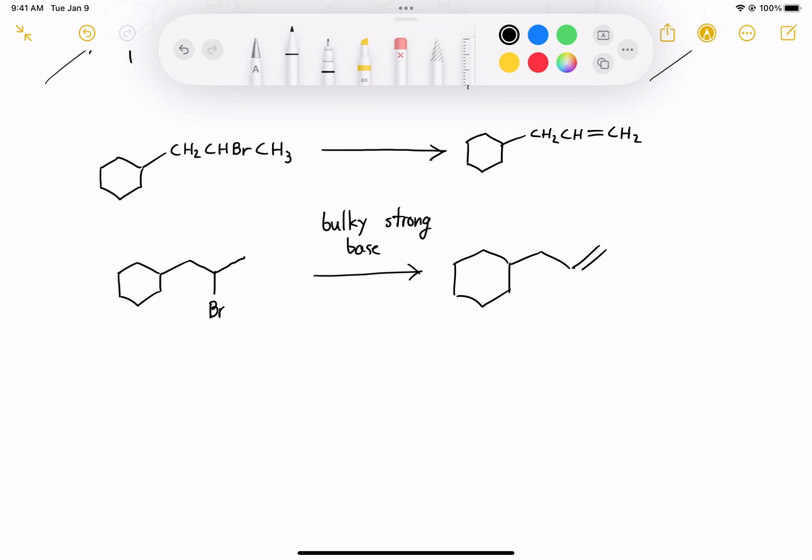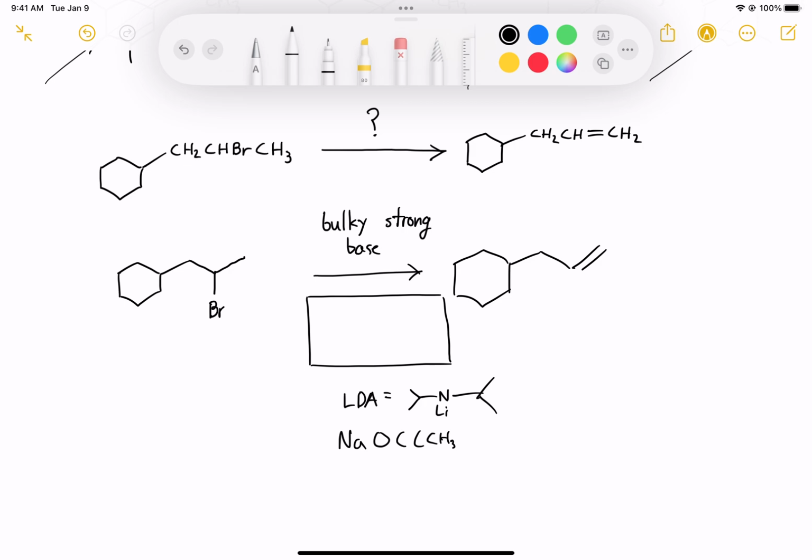So what will go in this box here? Let's just say there's a magical box here and say, okay, to make this molecule, we need a bulky base. The bulky bases we know are LDA, which is this group here, lithium diisopropyl amide. So that's a strong base. We can use sodium tert-butoxide or potassium tert-butoxide. So those are some common ones too.